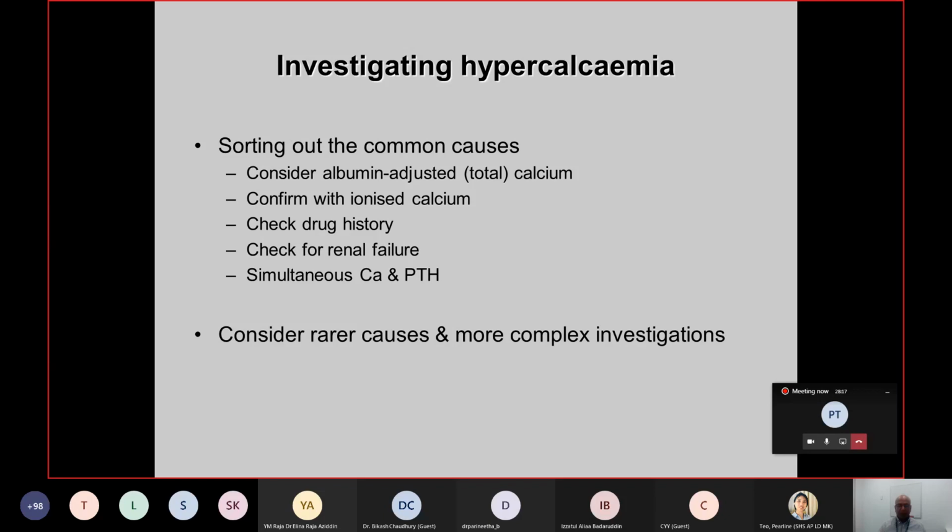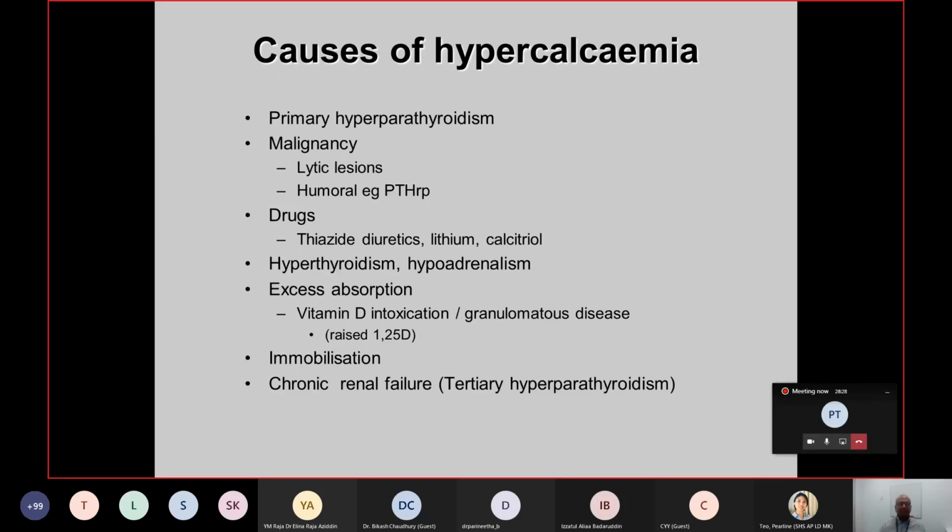The common causes can be sorted out in most cases, but the rare causes might need more complex investigations. I've listed the common causes of hypercalcemia here. It's found in most textbooks. I don't want to dwell too much on it. The two common causes are primary hyperparathyroidism or malignant hypercalcemia. Some of the drugs which are important to exclude are thiazide diuretics, which retain calcium in the kidneys, lithium, which can stimulate PTH and in the long-term cause primary hyperparathyroidism, and calcitriol, which is the activated form of vitamin D, which can cause increased calcium absorption in the gut.